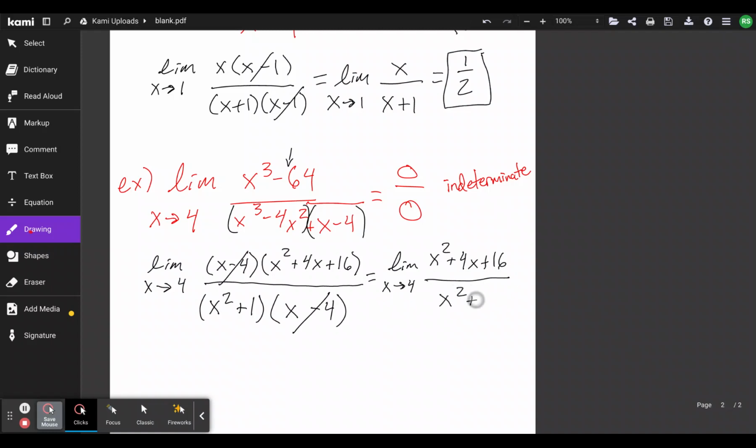We can't factor x squared plus 1 any further. So now through direct substitution, you end up with 16 plus 16 plus 16, substituting in that 4 over 4 squared plus 1, that's 17. The limit as x approaches 4 would be 48 over 17. Remember, you need to keep that limit notation until you use direct substitution.